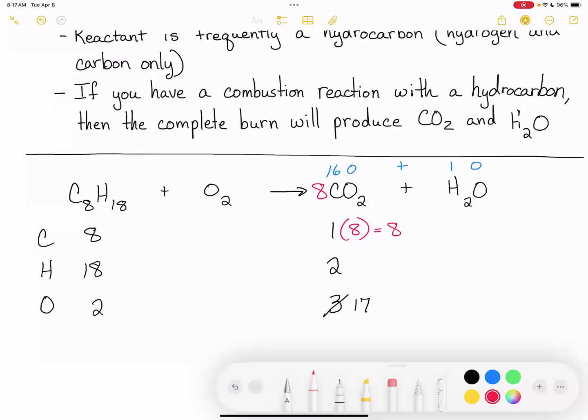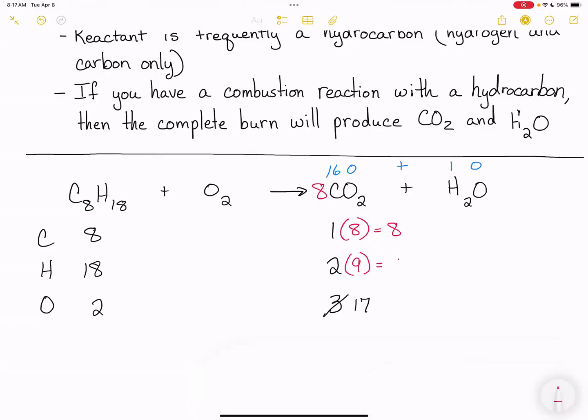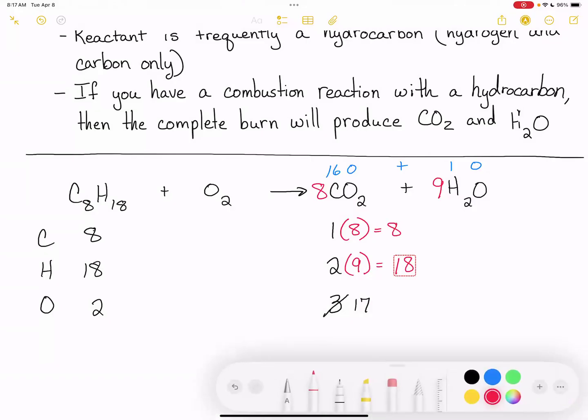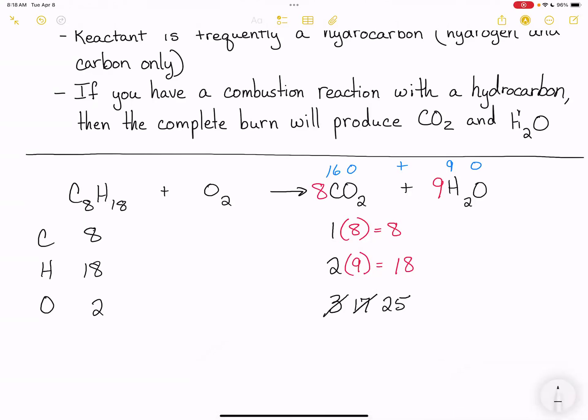Now we balance our hydrogens. On the reactant side, we have 18 hydrogens. On the product side, we have 2. To make the 2 sides equal, we need to multiply the water by 9. Whatever you multiply by becomes the coefficient. Now, if we were to look at this, yes, we wound up with 18 hydrogens, but we also wound up with 9 times 1 oxygen from the water, or 9 oxygens, meaning we now have 25 oxygens on the product side.